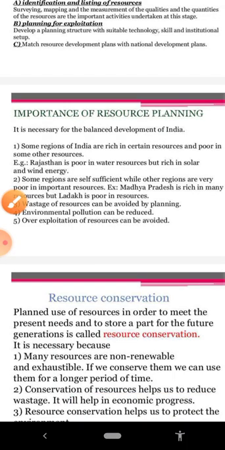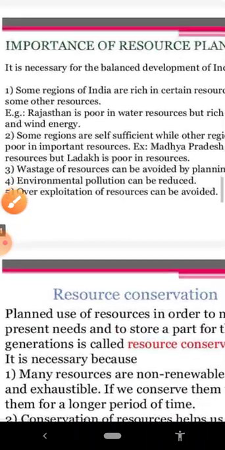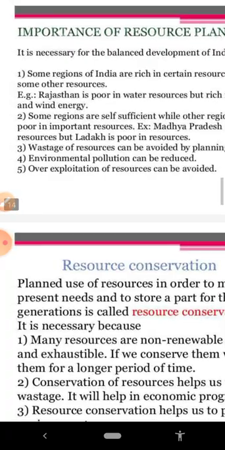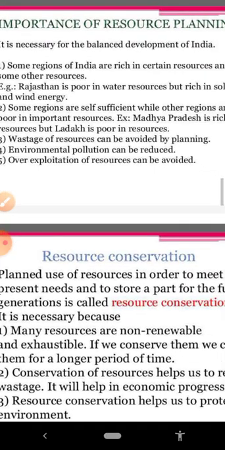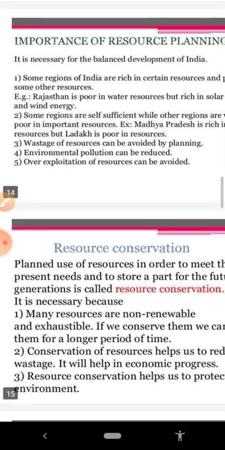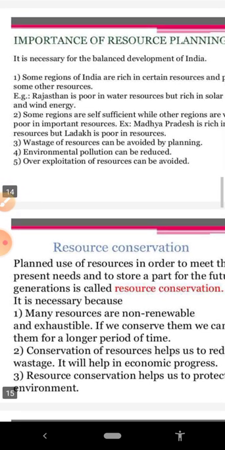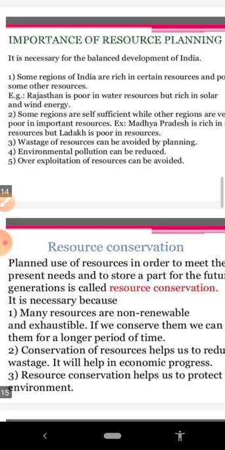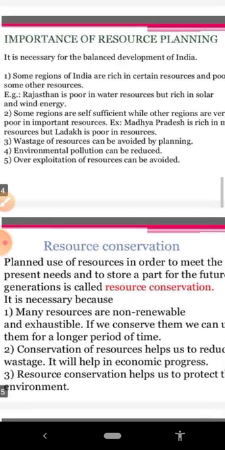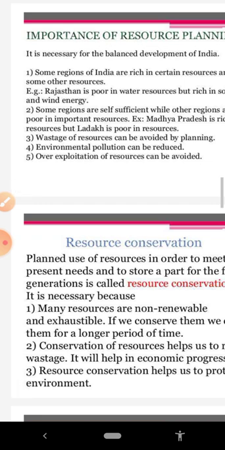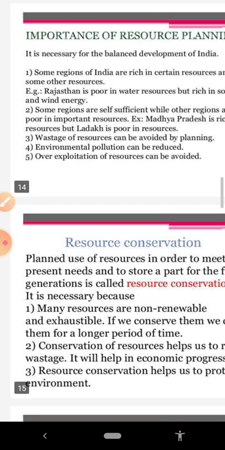In the slide itself I have mentioned some of the examples. If we take the example of Rajasthan, it is poor in water resources, but it is rich in solar and wind energy. If we take the example of Madhya Pradesh, it is rich in many resources, but if we take the example of Ladakh, it is poor in resources.